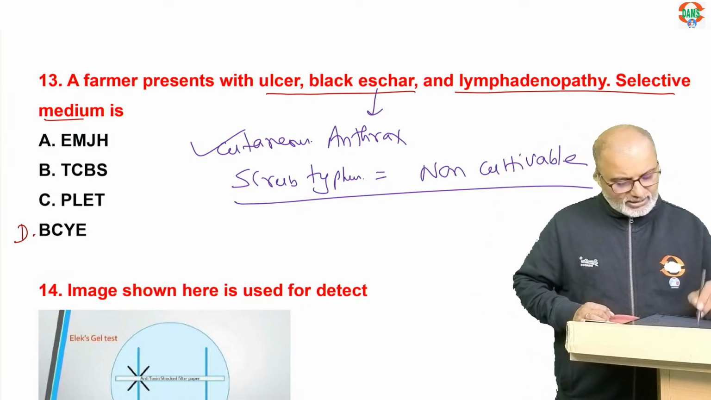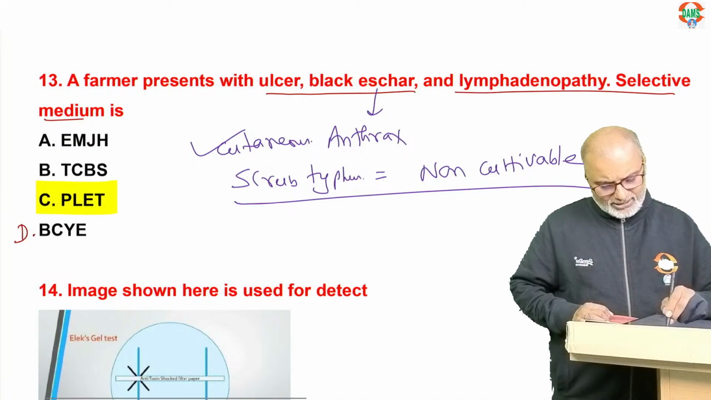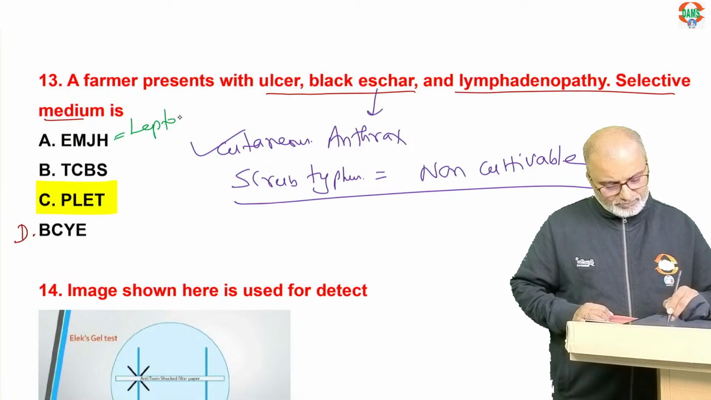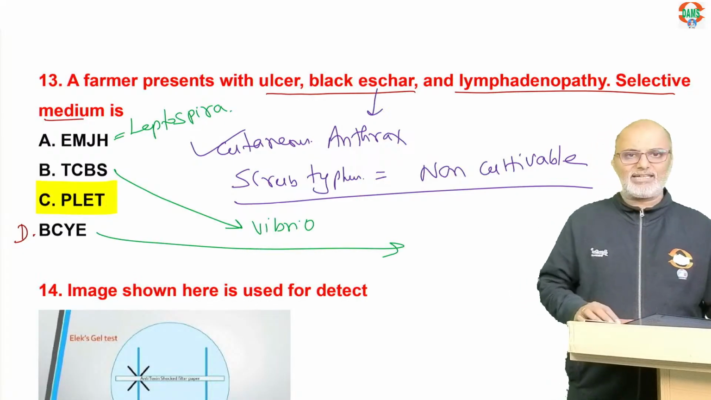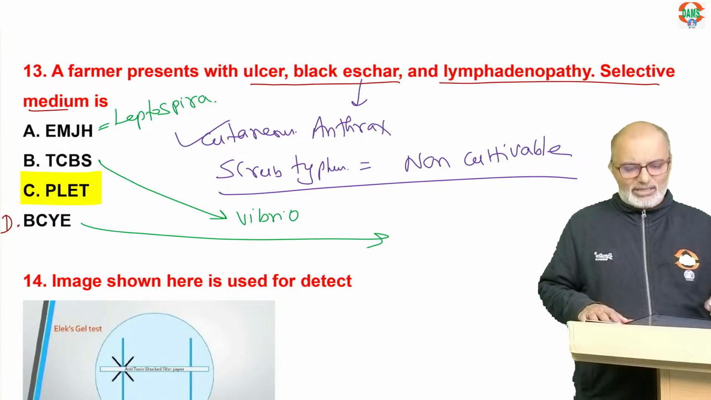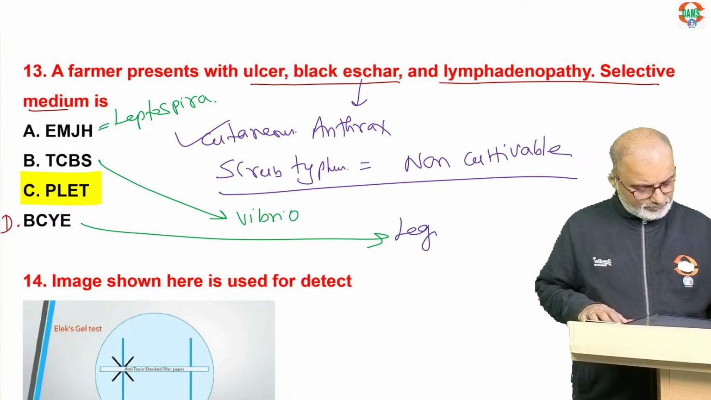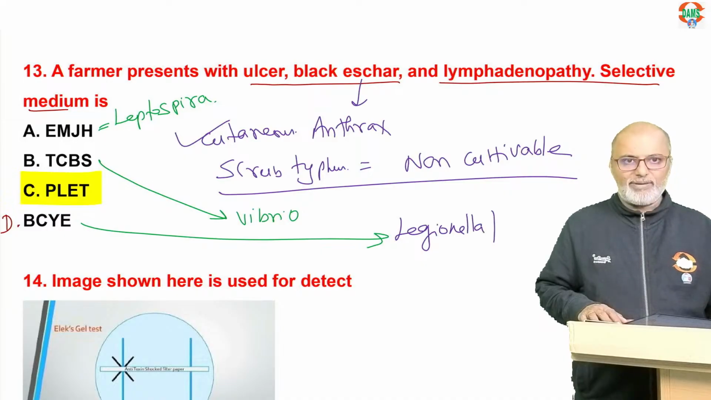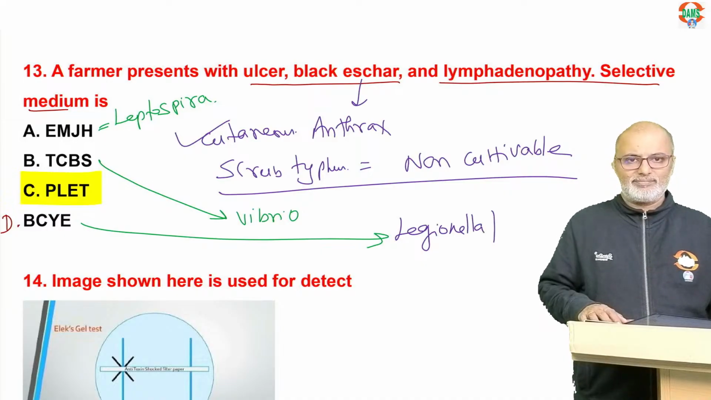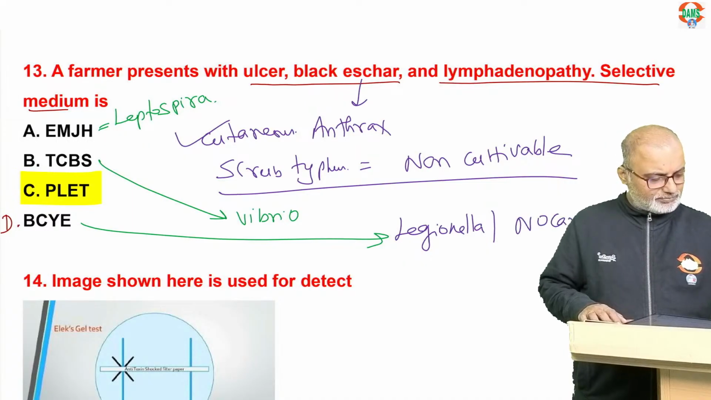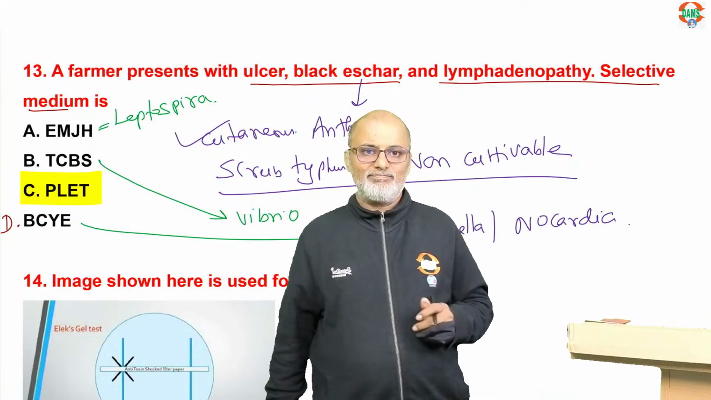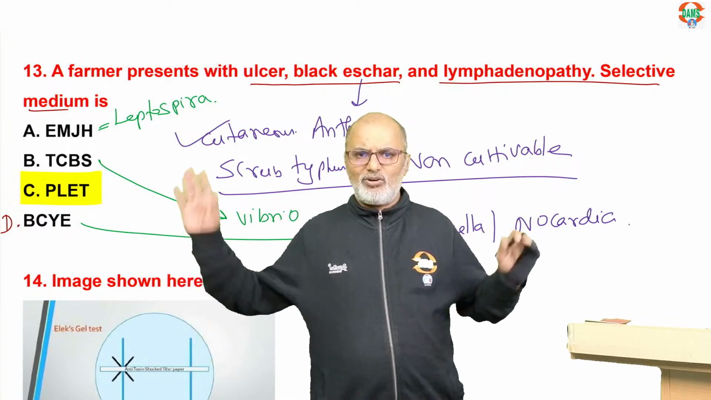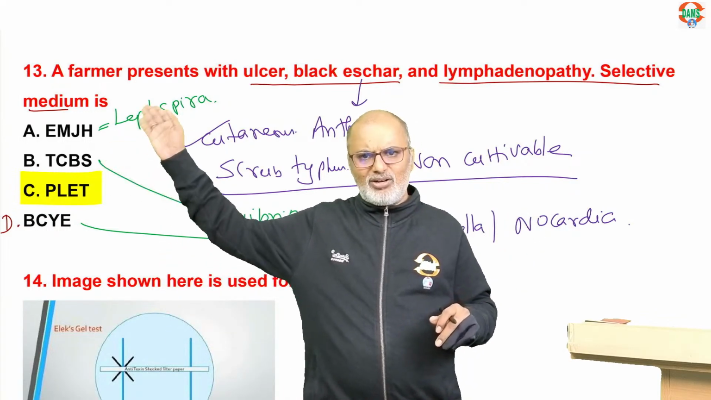Everybody mentioned it is PLET medium. EMJH medium for Leptospira. TCBS for Vibrio. Buffered charcoal yeast extract agar mainly for Legionella, and also for Nocardia. You must know about all selective mediums, not only this, all other selective mediums.